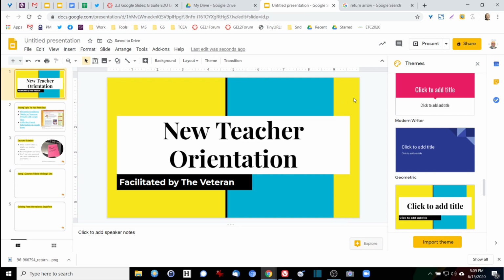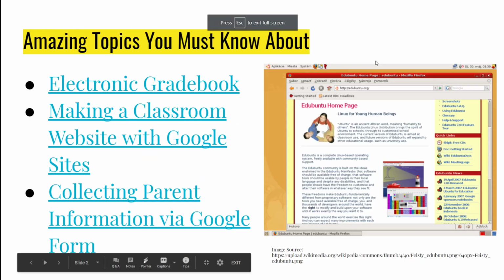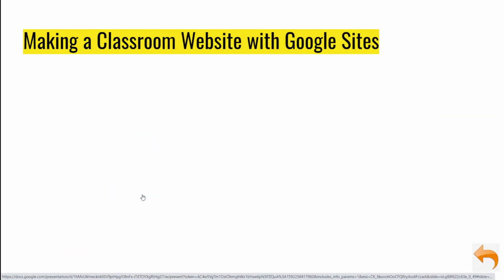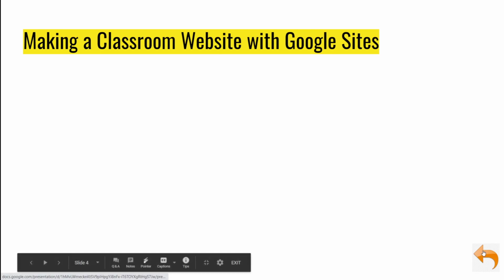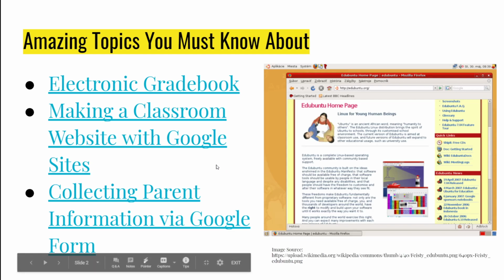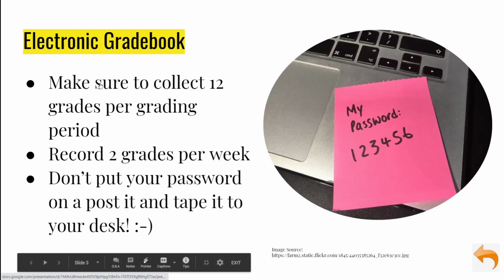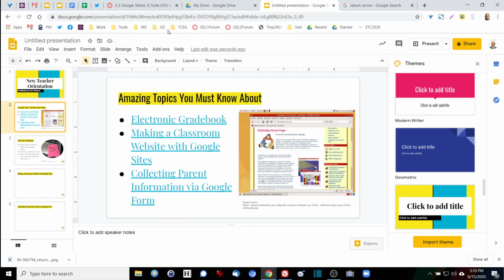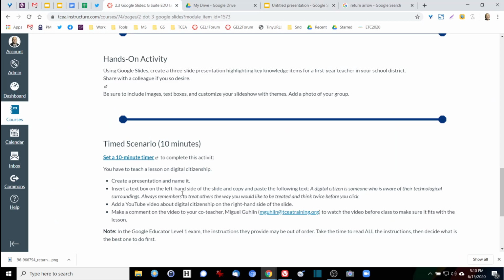So let's take a look at what this looks like online. Here's my presentation. I click through and I say, oh, amazing topics that I need to know about. I want to look at collecting parent information via Google Form. I click on it and it takes me straight to that slide. That's called hyperlinking a slide. I click my return arrow, and it brings me back here. I can jump over to electronic gradebook and then jump back to my main one. That's just a quick rundown of some of the expectations.